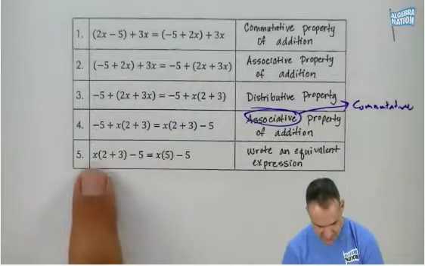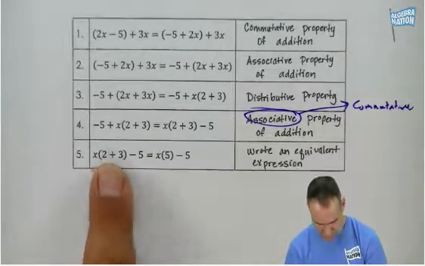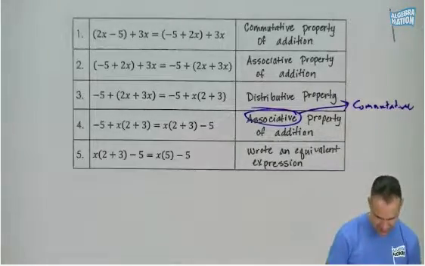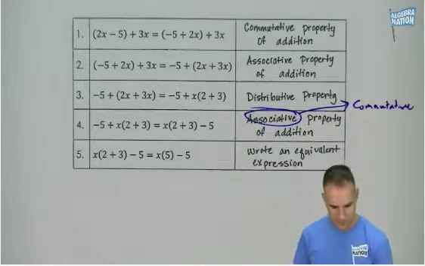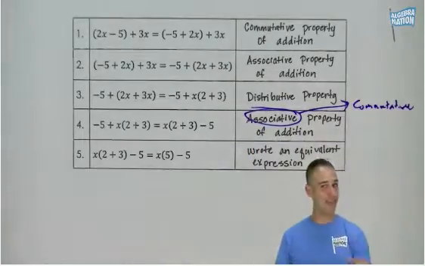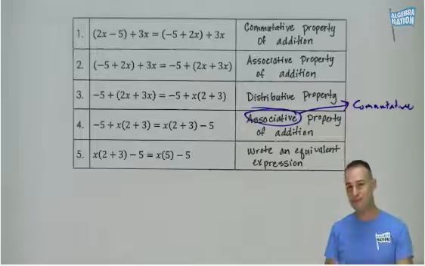Then lastly, x times 2 plus 3. 2 plus 3 is just 5. So just wrote an equivalent expression. That's fine right there. So it looks like the only issue was just that one word, but one word, like with anything, can make a difference. Associative versus commutative.